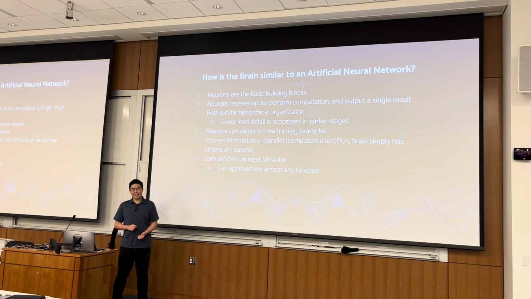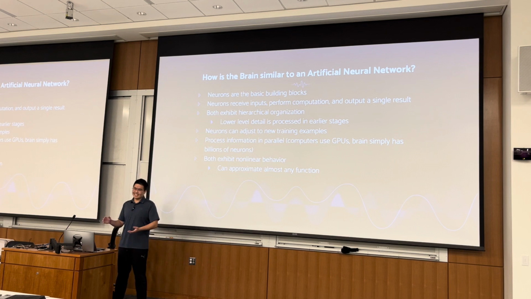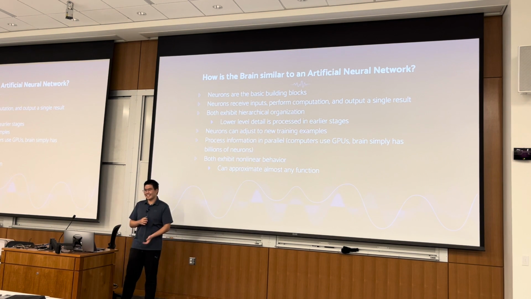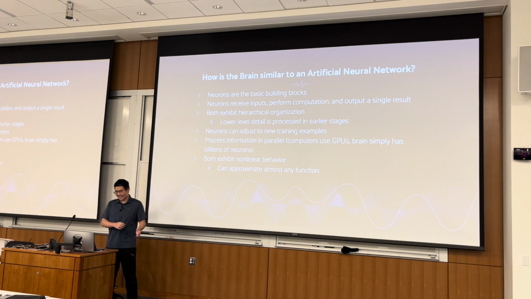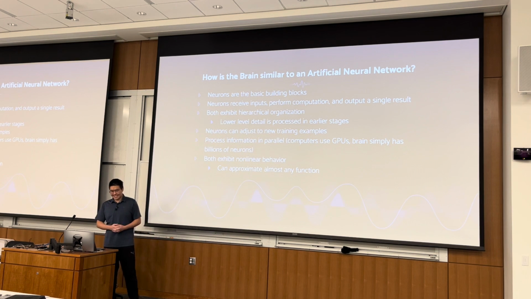And we both have hierarchical organization. What this means is, for the brain, for example, you start with just the colors and maybe light and dark, and then it processes to the next stage, and the next stage might do something like object recognition and spatial processing and other stuff, and then it gets to even higher level stuff like thinking and decision making, right? So it's hierarchical. Our neurons can also adjust to new training examples. This is because we all learn, right? Both machines and humans.